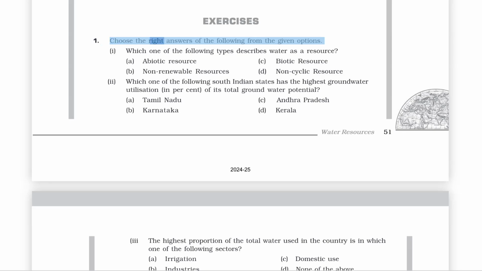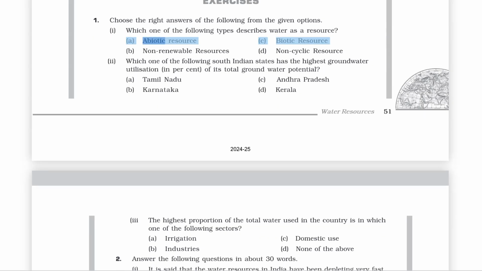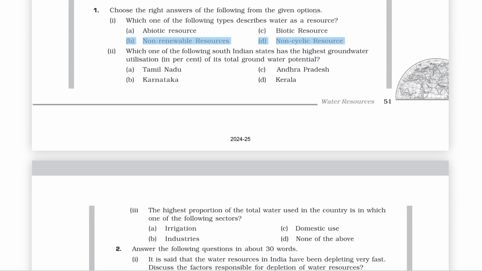1. Choose the right answers of the following from the given options. 1. Which one of the following types describes water as a resource? A. Abiotic resource. C. Biotic resource. B. Non-renewable resources. D. Non-cyclic resource.